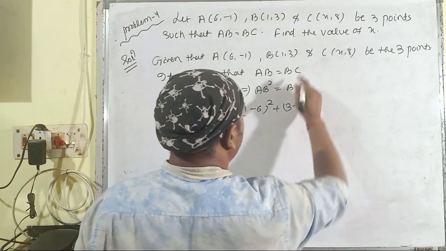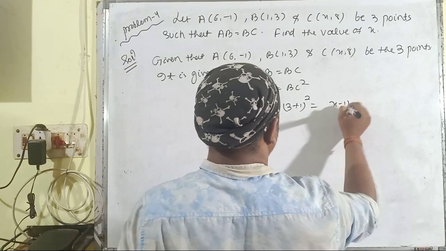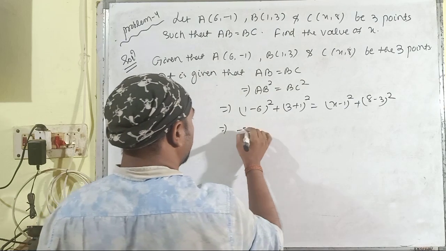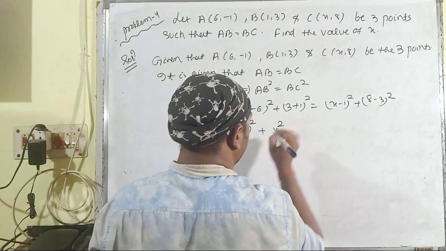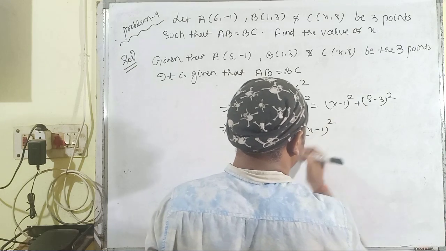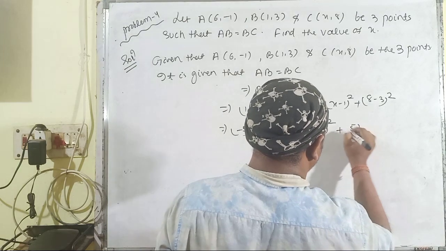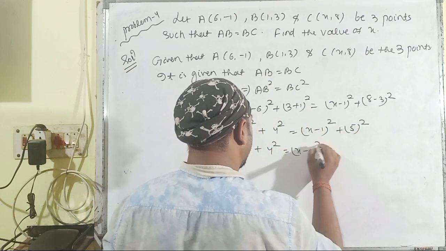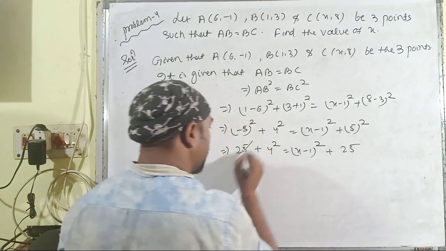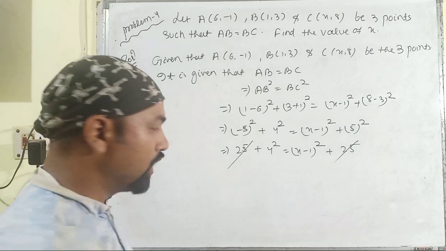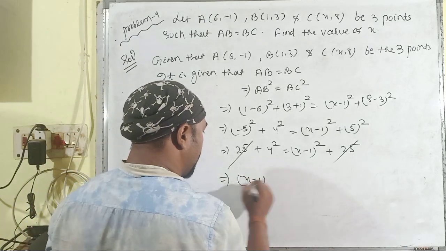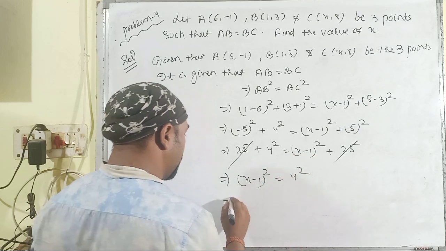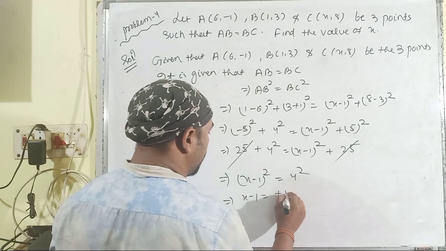that means it is 3 plus 1. Similarly, in the case of BC, it is whole square of x minus 1 plus whole square of 8 minus 3, then it is minus 5 square plus 4 square, so it is 25 plus 4 square, it is 25. Cancelling both of the 25s from both sides, now we have whole square of, first of all let us write down this right hand side part, then let us write down the left hand side part. So the value of x minus 1 is equal to plus minus 4.